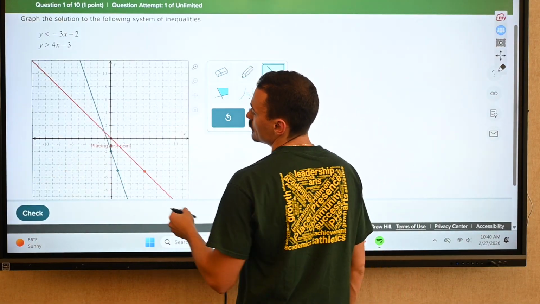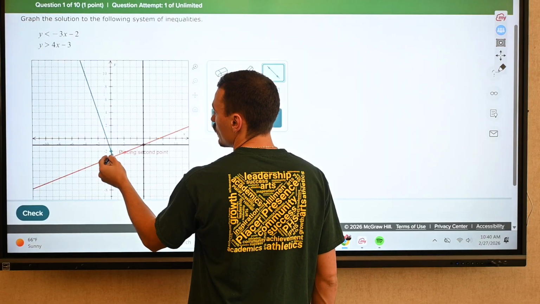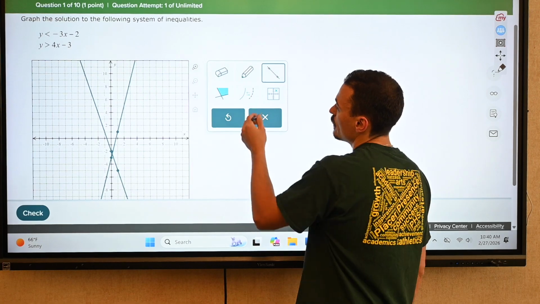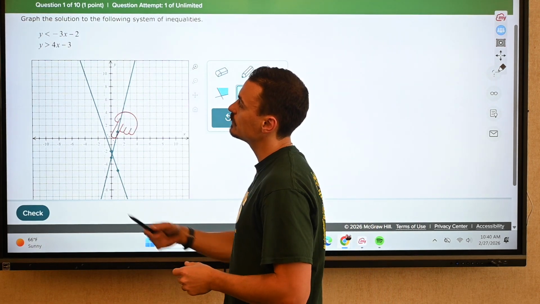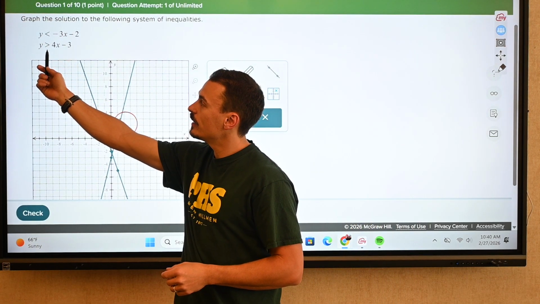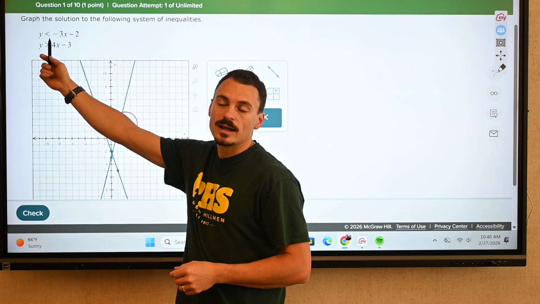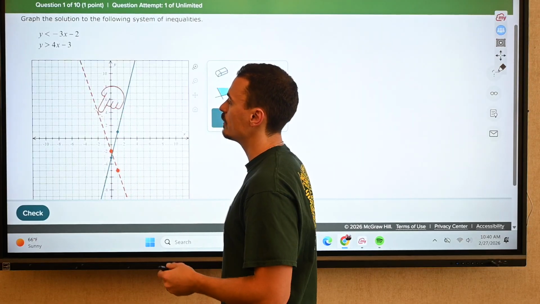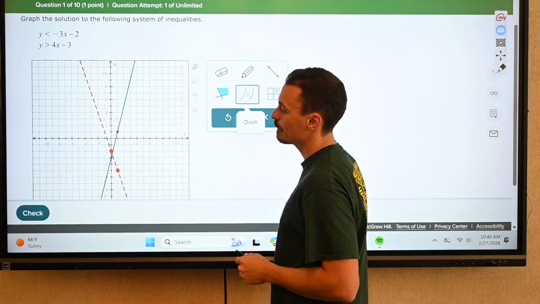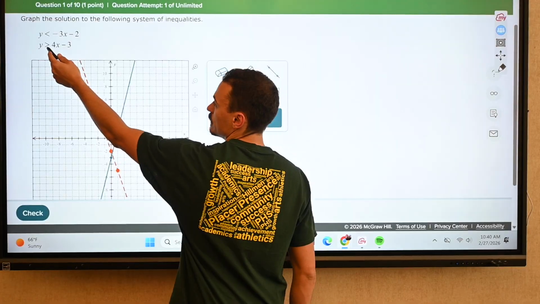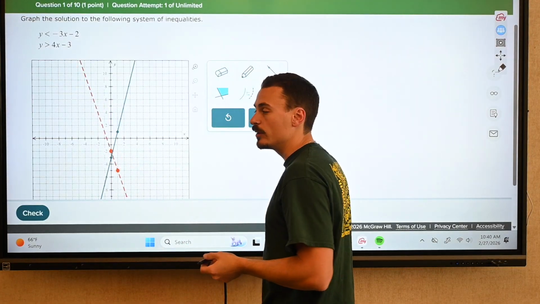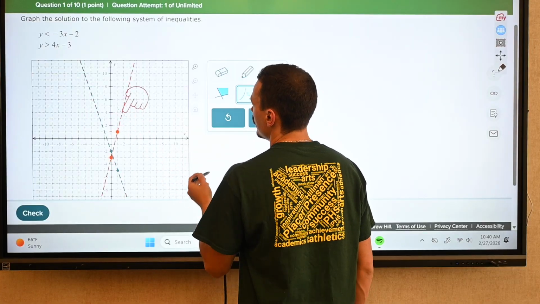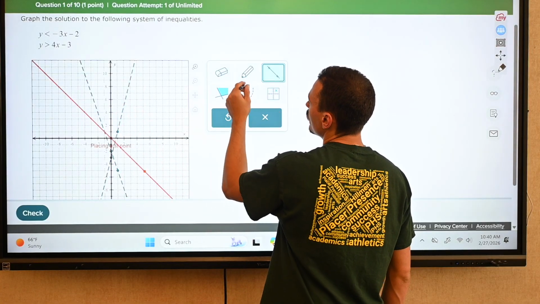So my two lines are there and there. Now, both of my lines have a less than and a greater than symbol. So it's not less than or equal to. Therefore, we need to make that a dotted line. Okay, this one is greater than, not greater than or equal to. So this one needs to be a dashed line.